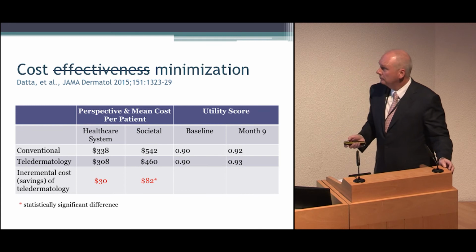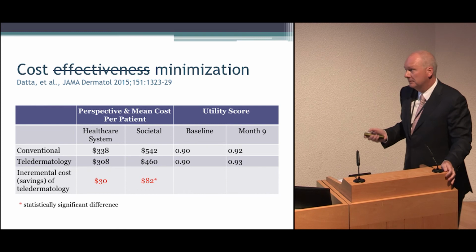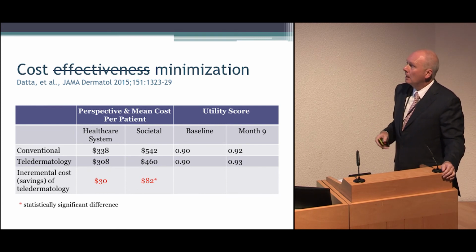So what we found from the healthcare system perspective, conventional care costs $338, teledermatology $308, so the incremental cost savings in this case of teledermatology was $30. From the societal perspective, we found greater cost savings, $542 for conventional care, $460 for teledermatology, so an incremental cost savings of $82. And this difference in cost was a statistically significant difference.